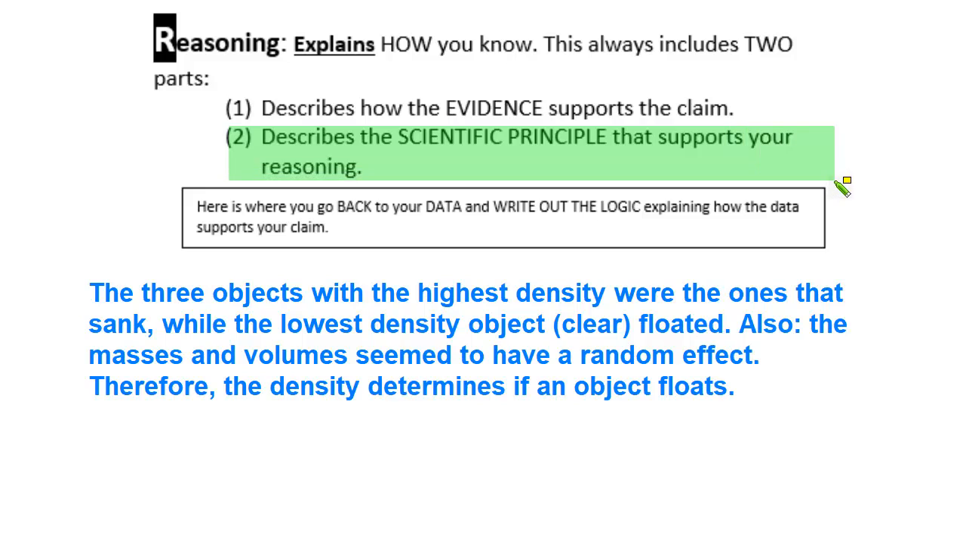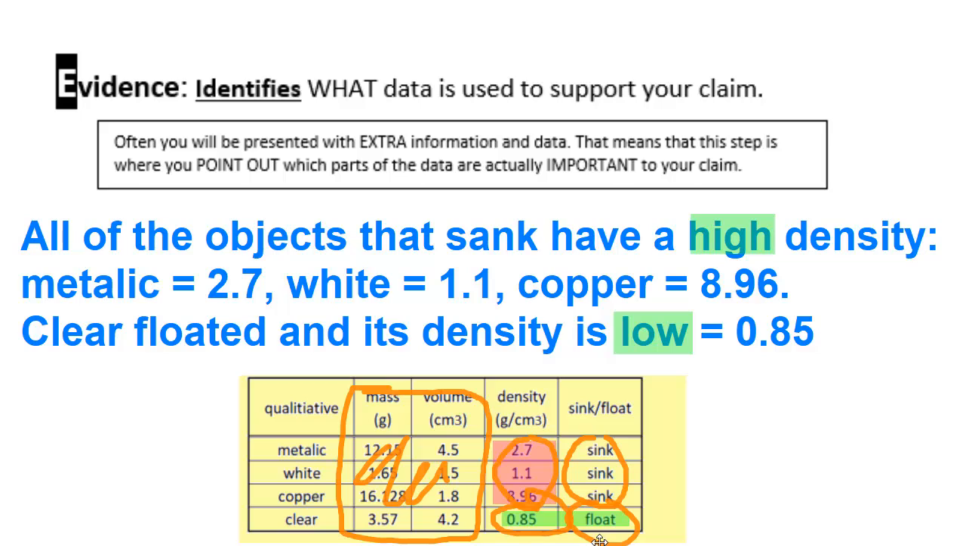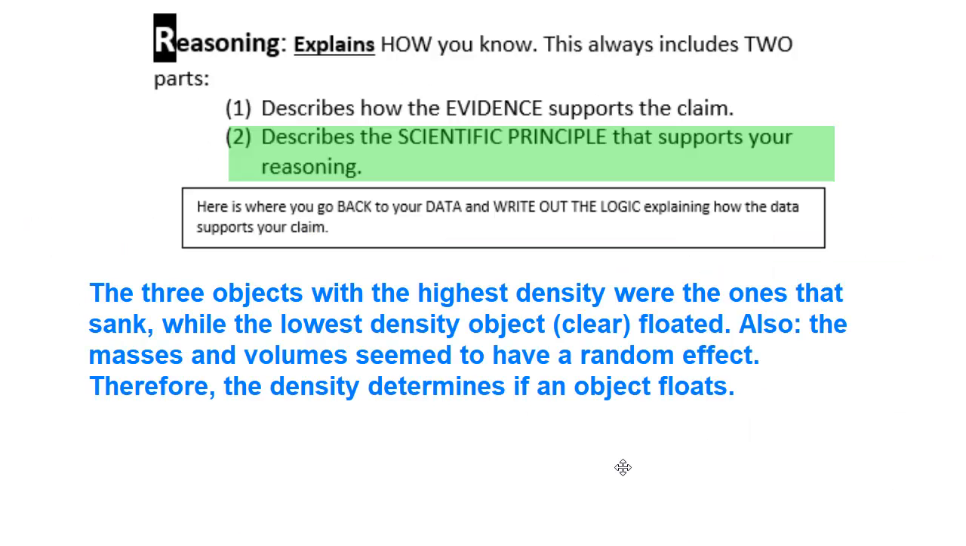And finally, scientific principle. You want to explain why this happens. In our class, we're usually going to be studying specific principles, so you're going to kind of know which scientific principle to use and explain. In this case, I think it has something to do with density versus density of water. So let's Google up the density of water. When I did that, what is the density of water? It comes up with 1 gram per centimeter cubed. This is the density of water. So that's interesting. The thing that floats is less dense than water, and the things that sink, even white at 1.1, are more dense than water. So that kind of explains why these things float.